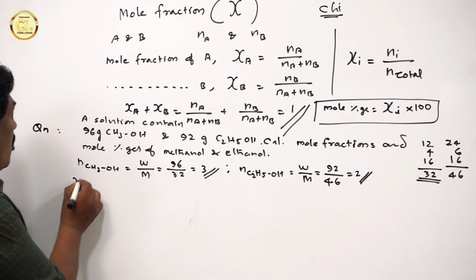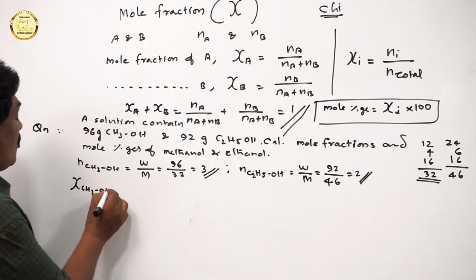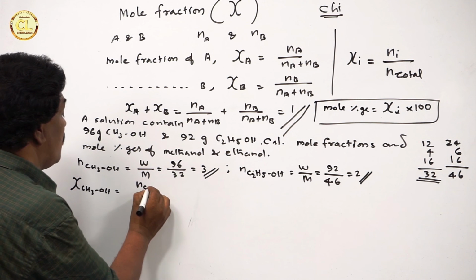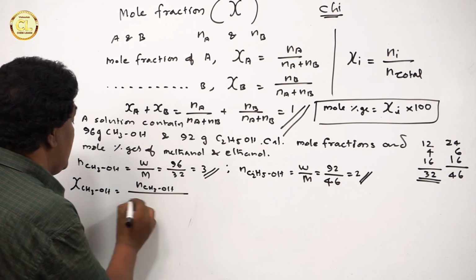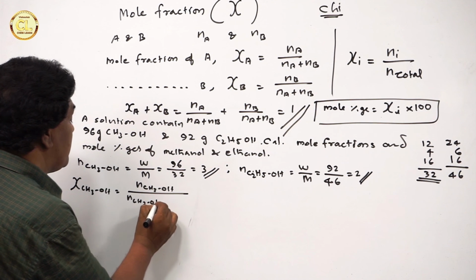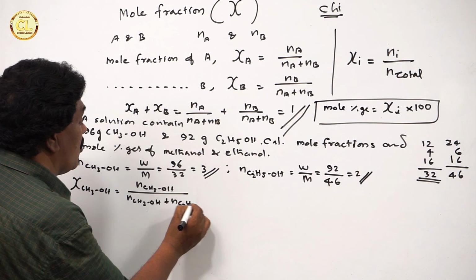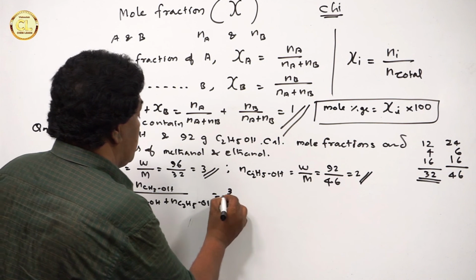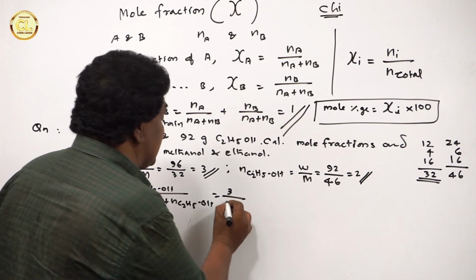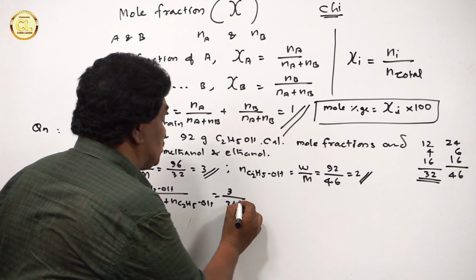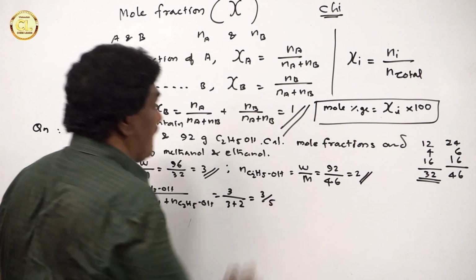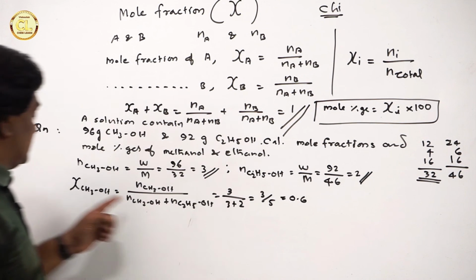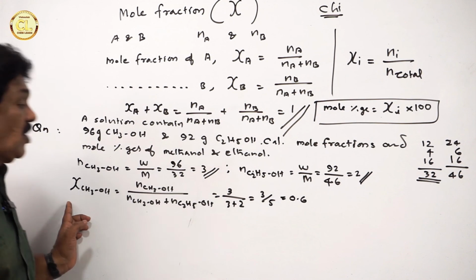Now, the mole fraction of methanol, chi CH3OH, is equal to the number of moles of methanol by the number of moles of methanol plus the number of moles of ethanol. Am I right? So, it is equal to 3 by 3 plus 2, that is 3 by 5, which is equal to 0.6. This is the mole fraction of methanol.